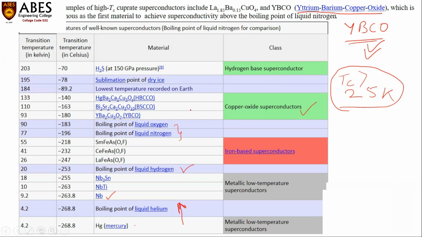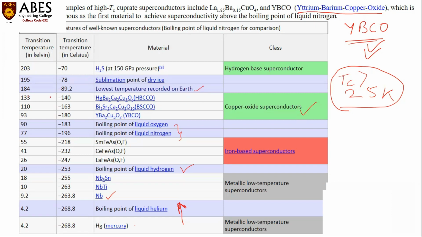If we compare the operating value of this temperature with the temperature recorded on Earth, this is again very low. The lowest temperature recorded on Earth is actually 184 Kelvin, and these elements which show superconductivity even below 184 Kelvin are all our high temperature superconductors. This value is even higher than that of dry ice. The temperature of dry ice is actually 195 Kelvin.